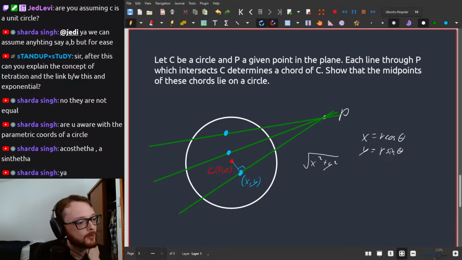Stand up concept of tetration and the link between this and the exponential. Tetration is basically raising something to its own power, but that's most of what I know about it. I'm not sure what else to say about it.